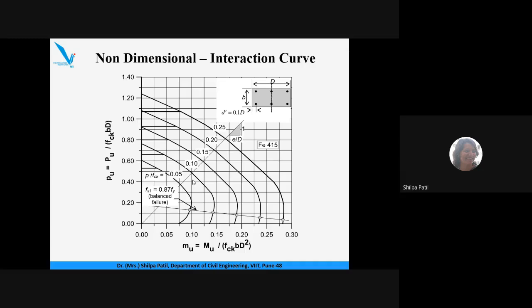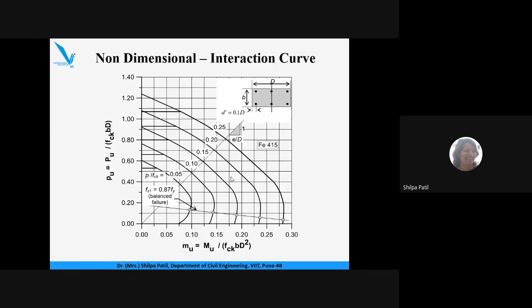Now, this is a specific interaction curve which you will find in SP16. You need to have SP16 when you design the column. Without that, you will not be able to design the column. So for your term work, you have to download SP16. It is freely available on the internet. So you download SP16 and make use of those charts. I'm going to show you SP16, but before that, I will show you the diagrams which are included in SP16, what all these values mean and how to make use of them.